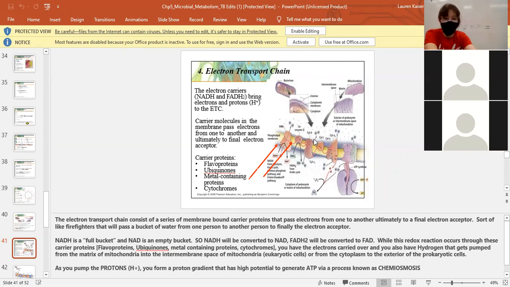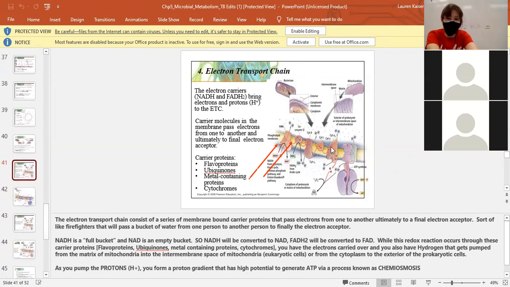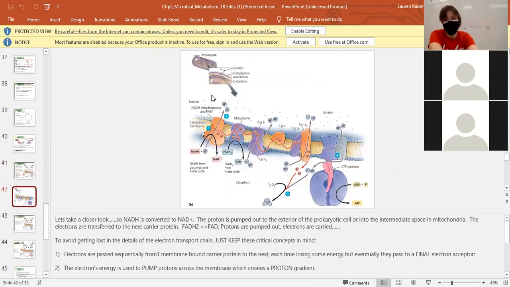Let me see if I can. I'm going to try to enlarge this picture too, because if you just redraw this, you get a pretty good understanding of how it works. Oh, here's a better one. Speak of the devil, right? So we have our NADH and FADH coming in, right? And like I said, these carrier proteins like ubiquinolone right here, they're chilling in here. They come in and they lose an electron.